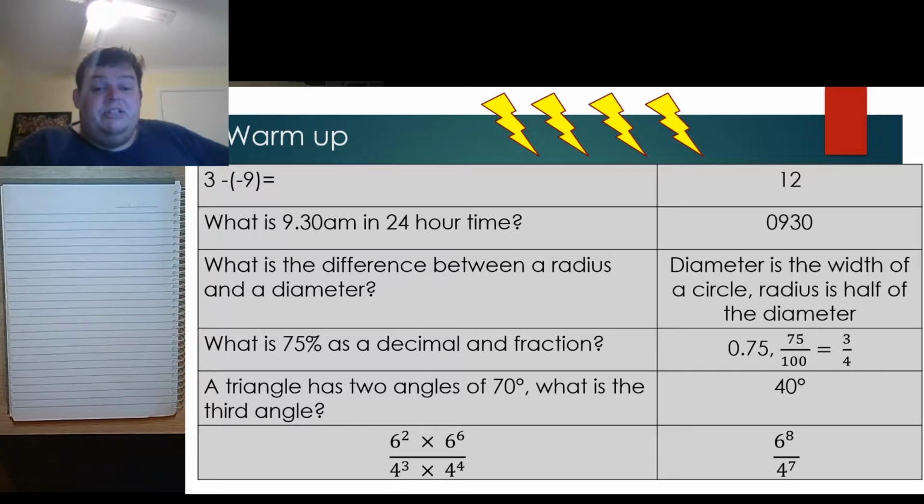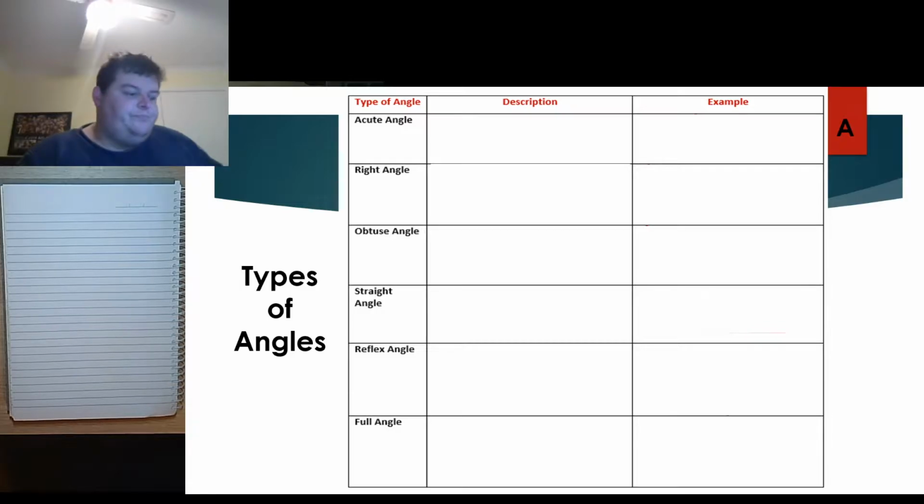A triangle has two angles of 70 degrees. What is the third angle? All three angles of a triangle add up to 180, meaning the third angle has to be 40. And the last one, 6 squared times 6 to the power of 6 over 4 cubed times 4 to the power of 4. That's the same as 6 to the power of 8 over 4 to the power of 7. Nice. Let's jump in.